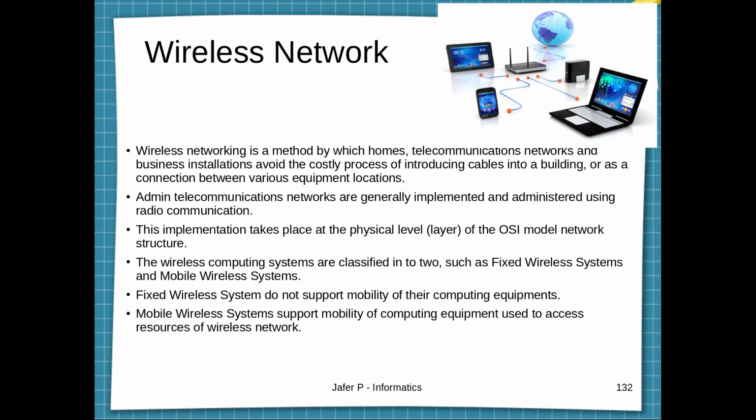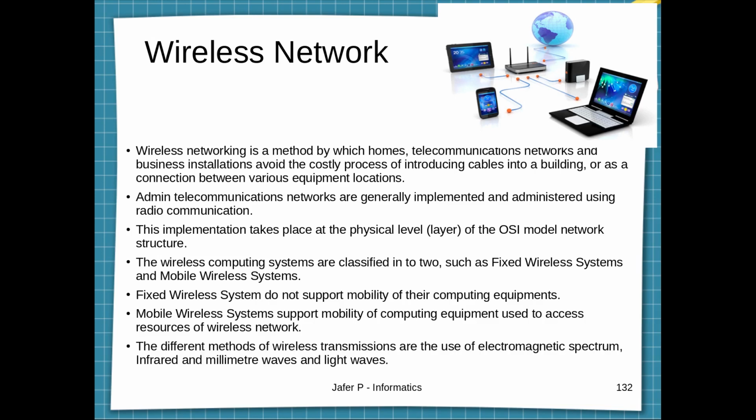Mobile wireless systems support mobility of computing equipment used to access resources of the wireless network. In this case, if you move the wireless device also, you will get the data. For example, your mobile phone. Suppose your mobile phone is used as a wireless adapter to your laptop. When you are traveling to another place from your hometown, if you want to use your internet connection over there, you can take your mobile phone, you can take your laptop, you can move there. You can use the same internet connection there also, right? That is called mobile wireless systems. So there are two kinds of wireless systems: fixed wireless system and mobile wireless system.